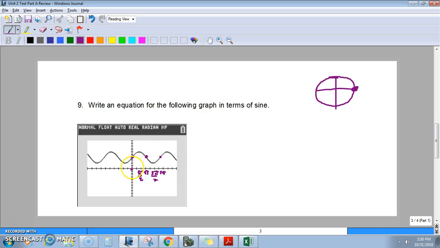So it looks like we've just taken the sine curve and we've literally shifted it up by 1, 2, 3, 4. Because if I just did the regular sine curve, it would look like this, right? So it looks like we've shifted it up by 4. So f of x equals sine of x plus 4. Okay, and you can do that in the calculator.